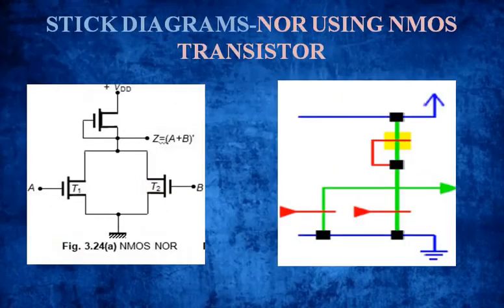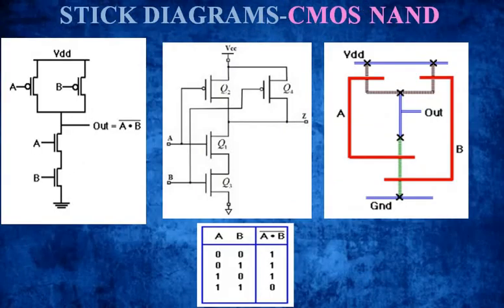One more example I have given here: a stick diagram using NMOS transistors. You are drawing a NOR gate by using NMOS transistors. Keep it in mind. Here I have drawn a CMOS NAND gate. CMOS means you are getting P as well as N transistors.